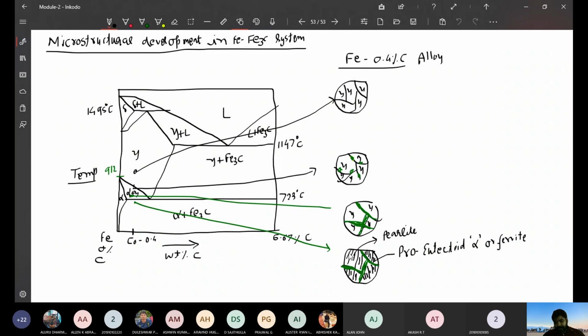Okay. Now to differentiate these, this alpha is known as pro-eutectoid alpha or ferrite. Pro-eutectoid ferrite or pro-eutectoid alpha. Why are we saying this is pro-eutectoid? Because this alpha is formed above this temperature and it remains in the microstructure. That's why we call it pro-eutectoid alpha or ferrite.